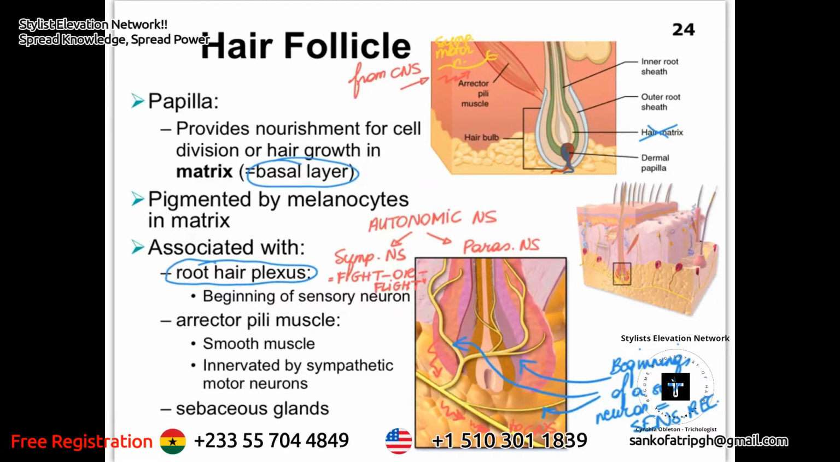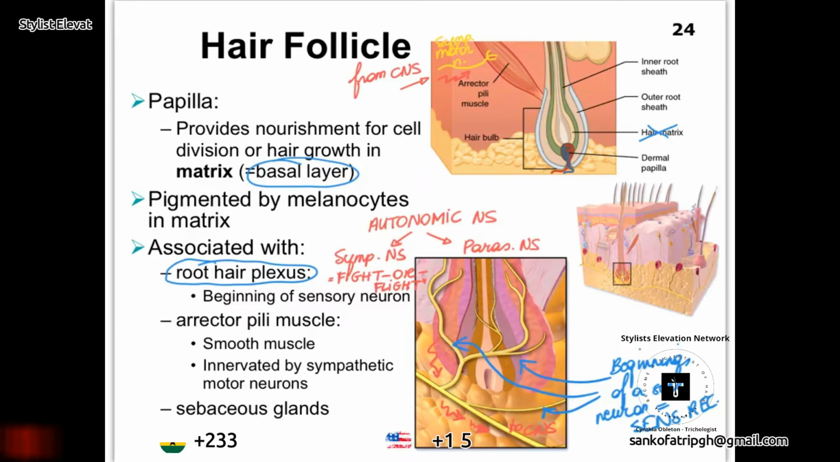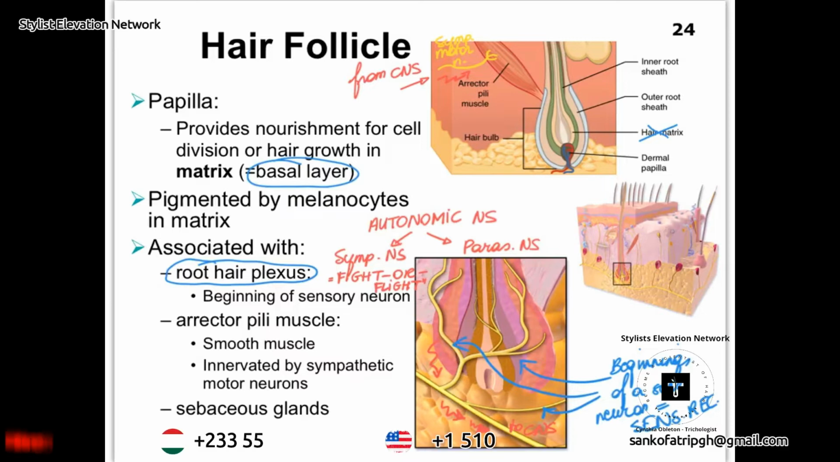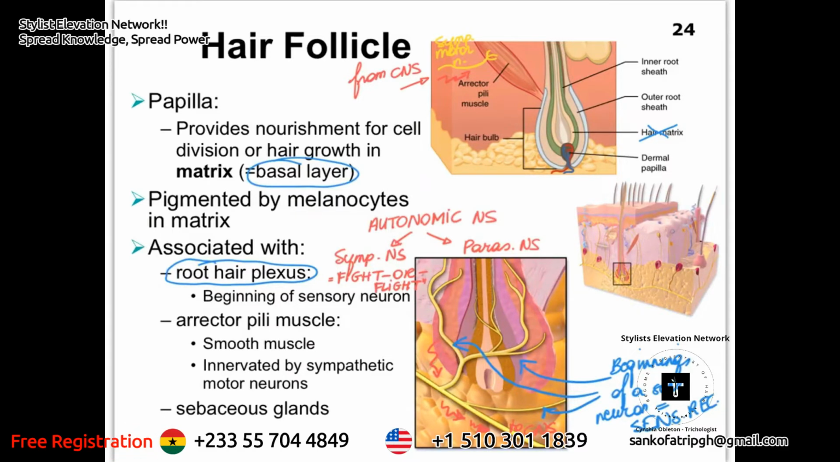I'm hoping that you're remembering your homeostatic control mechanism. So the root hair plexus, the beginning of a sensory neuron, senses the environment, while motor neurons are going to stimulate effectors to do something. And in this case, contraction of our erector pili muscle. Finally, we see that our hair follicles are also associated with oil glands very often, or sebaceous glands, and we will study those in a bit.